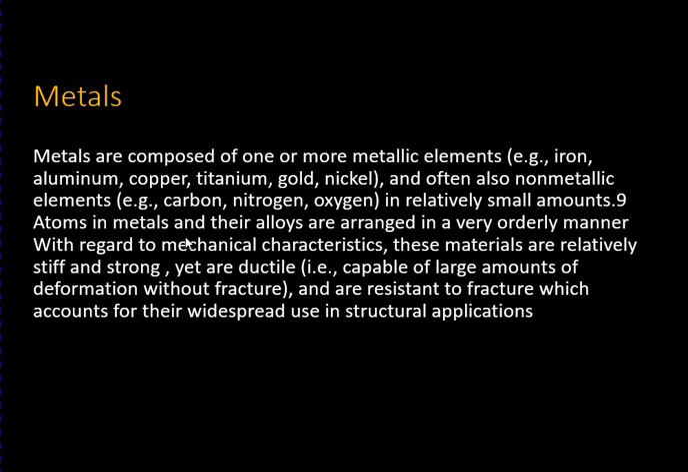Now, atoms in the metals and their alloys are arranged in a very orderly manner with regard to the mechanical characteristics. That is one good structural representation of a metal. They have an orderly arrangement of atoms. Now, these materials are relatively stiff and strong, yet they are ductile. So they are stiff and strong, and at the same time they are ductile.